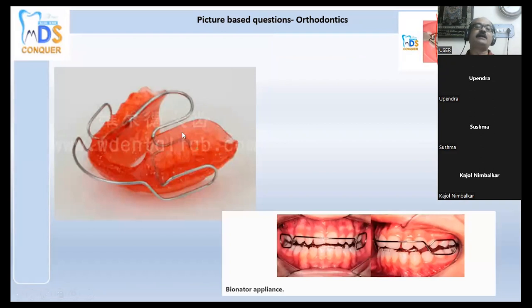If there is any abnormality in the tongue position, this is given. So the activator is a simple tooth-borne functional appliance which is given in the late phases of mixed dentition, or the early part of the growth modulation. And the twin block appliance is one which is given in early permanent dentition. This is the difference between the activator and twin block timing.